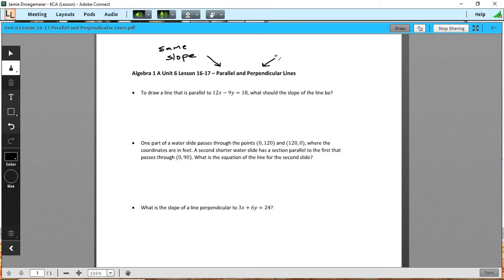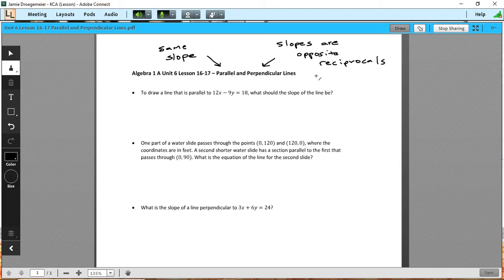If two lines are perpendicular, the slopes are opposite reciprocals. Opposite meaning the sign. So one slope would be positive, one would be negative. Reciprocal, remember, means basically flipping a fraction.